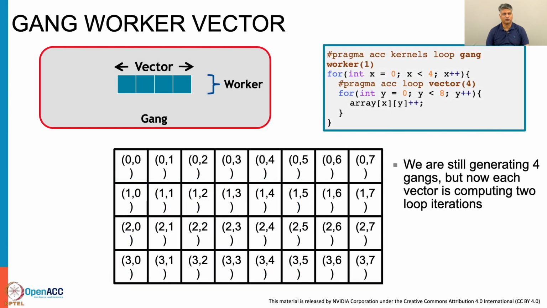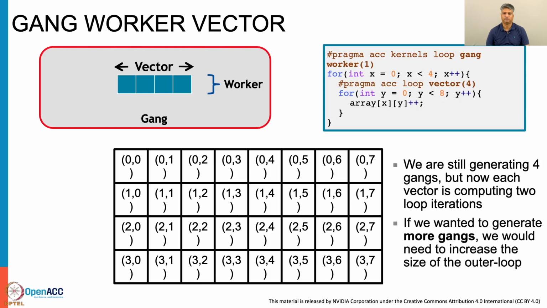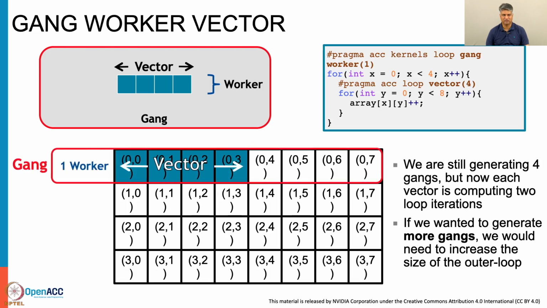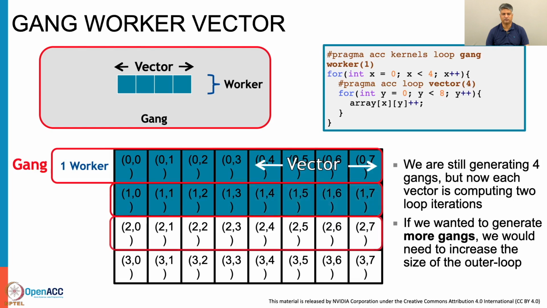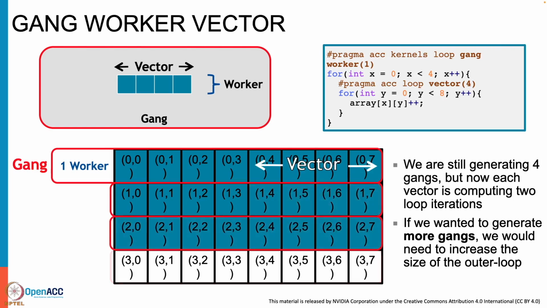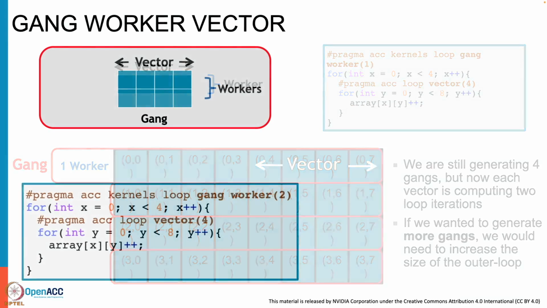We are still generating 4 gangs, but now each vector is computing 2 loop iterations. If we wanted to generate more gangs, we should increase the size of the outer loop. So you'll have 1 vector, then another vector, then so on and so forth. So you still will have 4 gangs and creating 4 vectors.